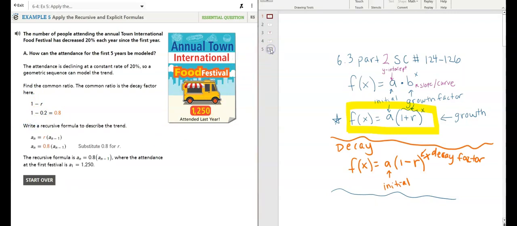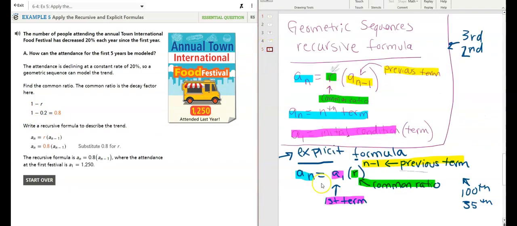And then they took that information and plugged it into a recursive formula, where r is the decay factor, r is the common ratio, which is 80%. And then they're going to find it. So now the recursive formula is a sub n equals 8/10 times a sub n minus 1, where the attendance at the first festival is 1,250. So this is your criteria here, showing your initial condition.